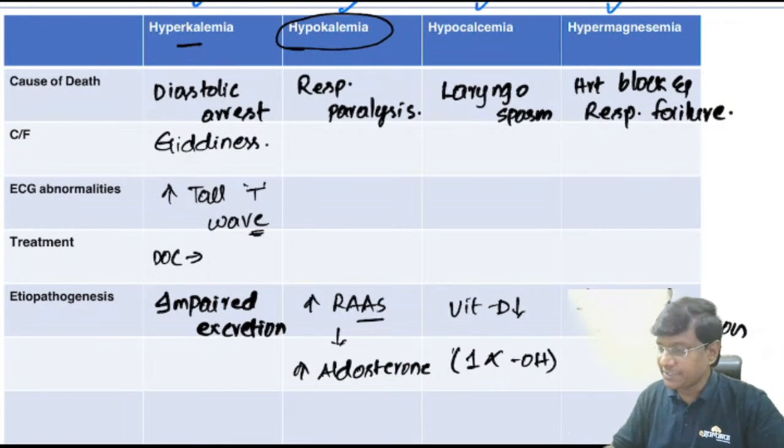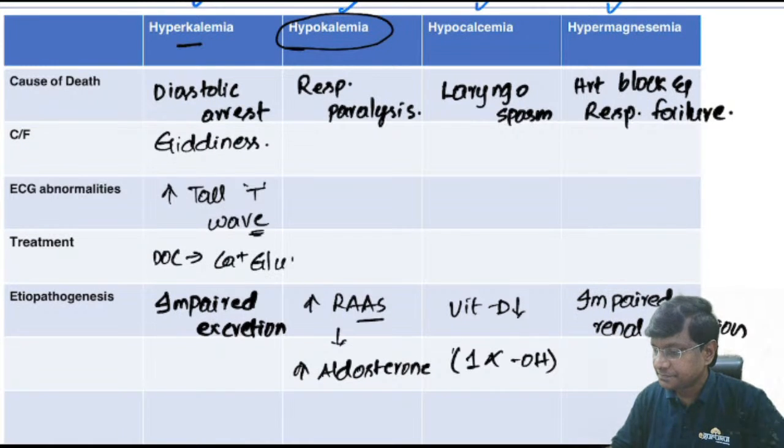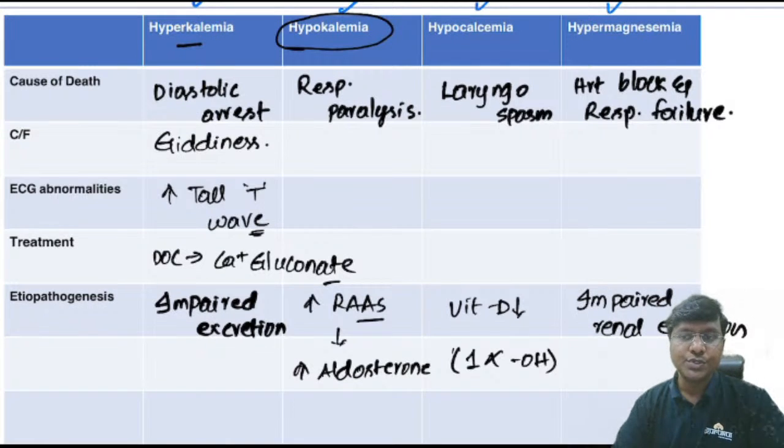So the drug of choice will be calcium gluconate. You have to give 10% calcium gluconate, diluted in 10 ml of NS, intravenously over 3 minutes, and you have to repeat it after 5 minutes if necessary.